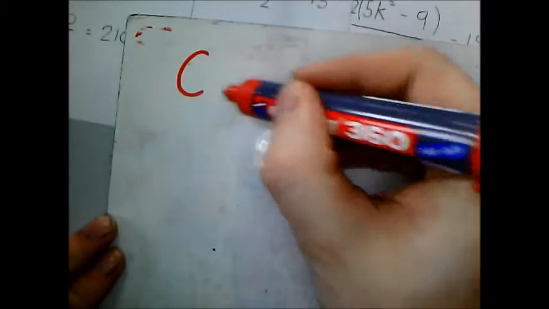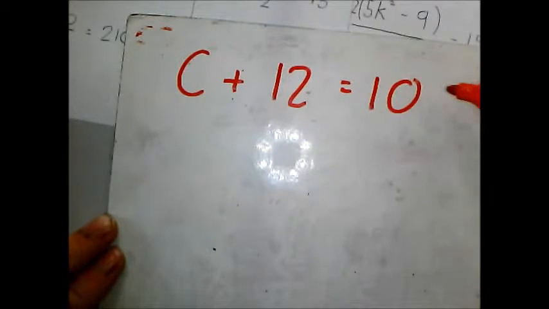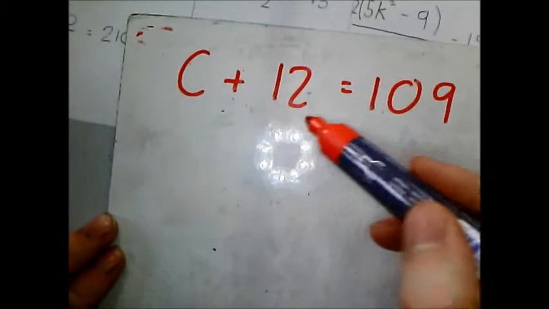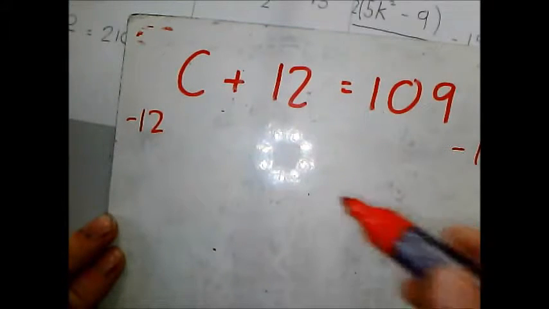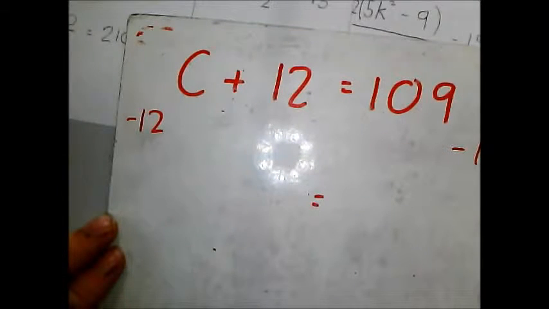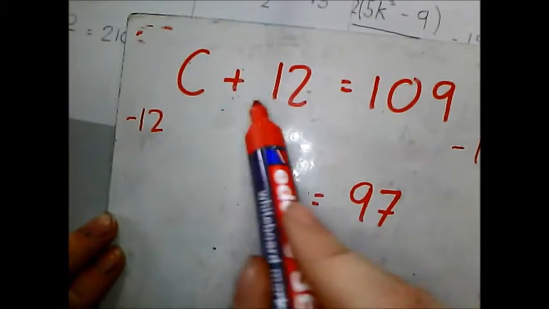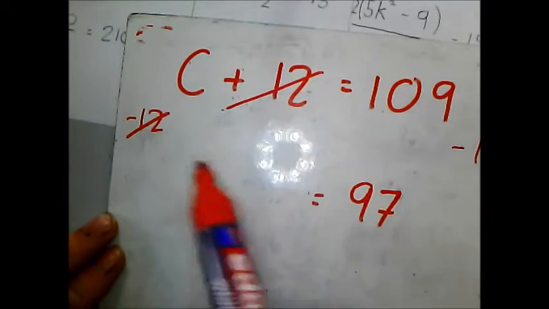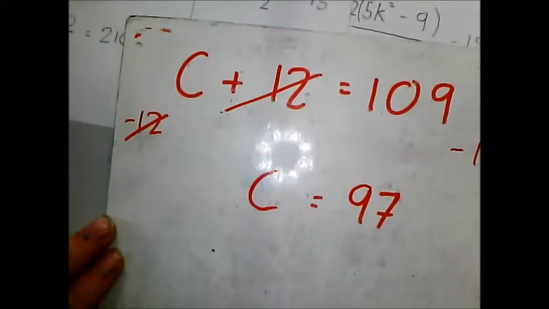Okay, question 3 was c plus 12 equals 109. So the opposite of adding 12 is taking away 12. So I do this to both sides. Okay, so 109 minus 12 is 97. And this take away 12 and this plus 12 cancel, so that's left with just c. So c equals 97.